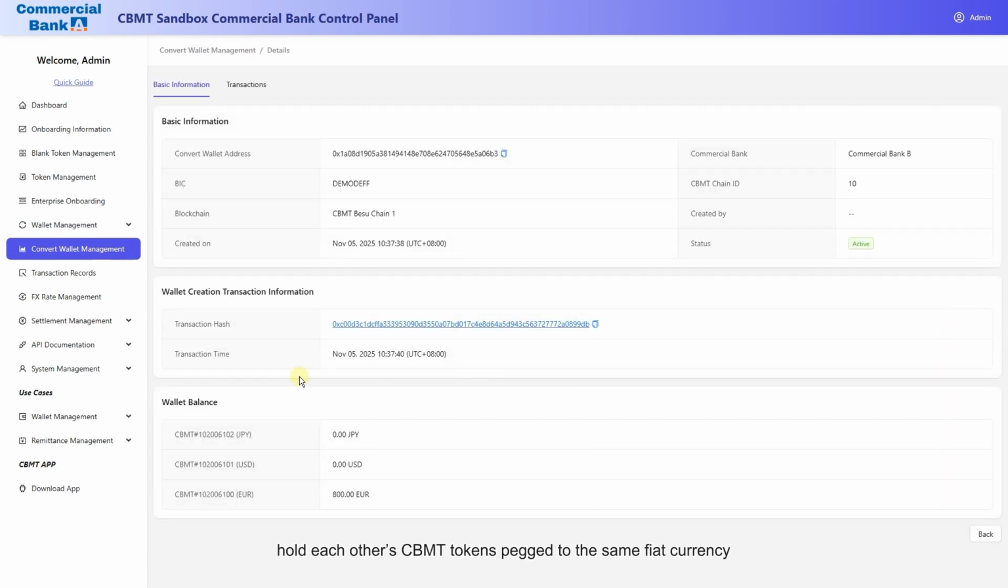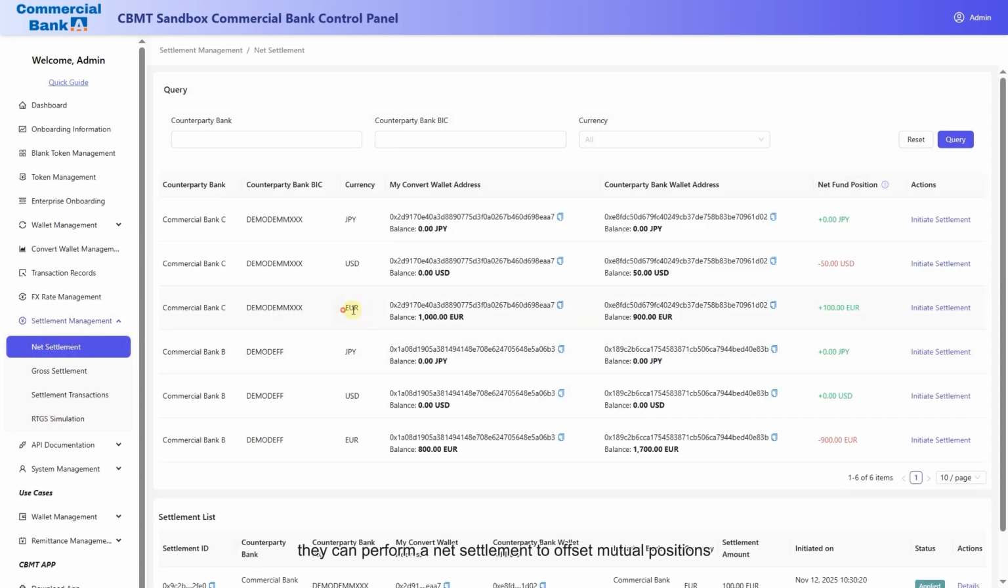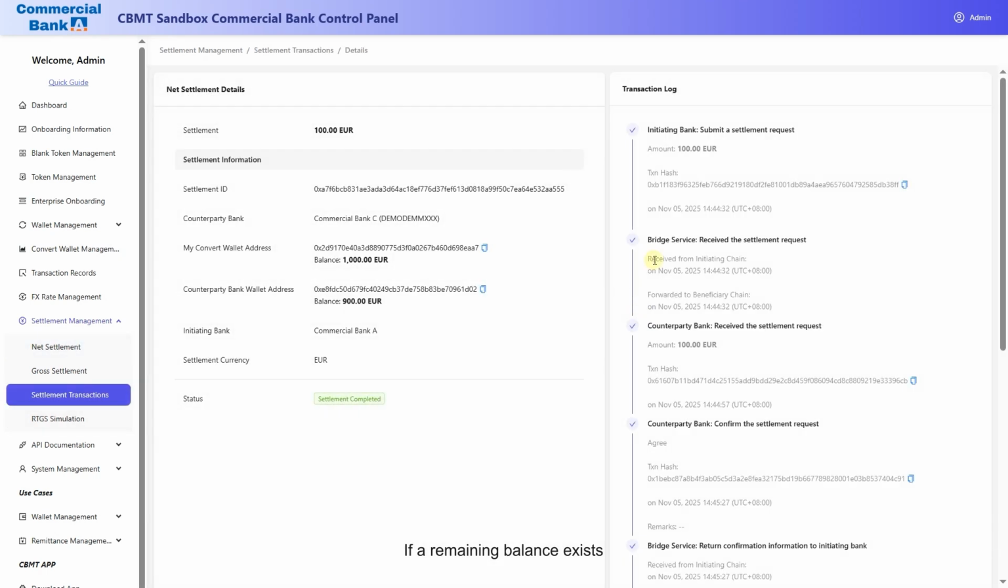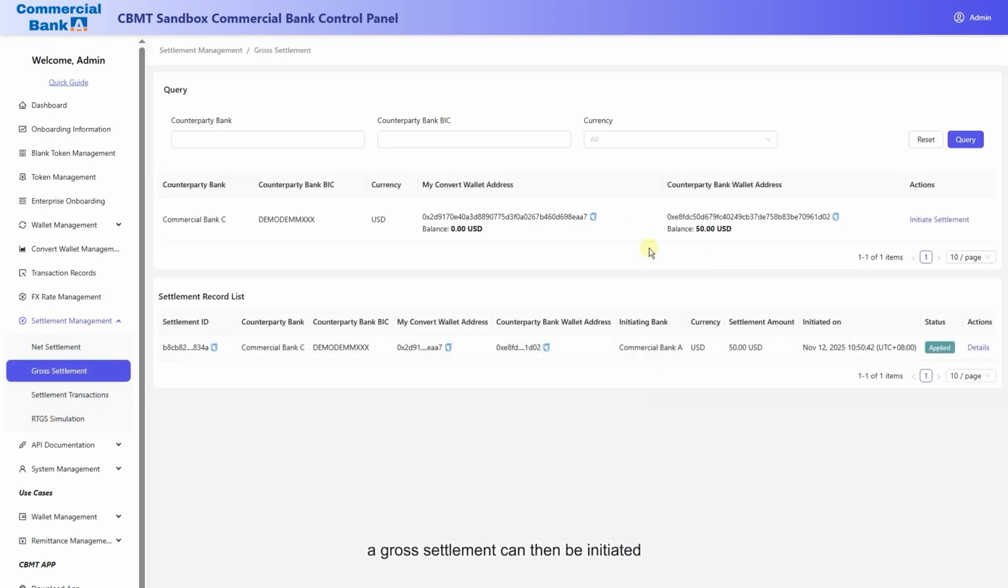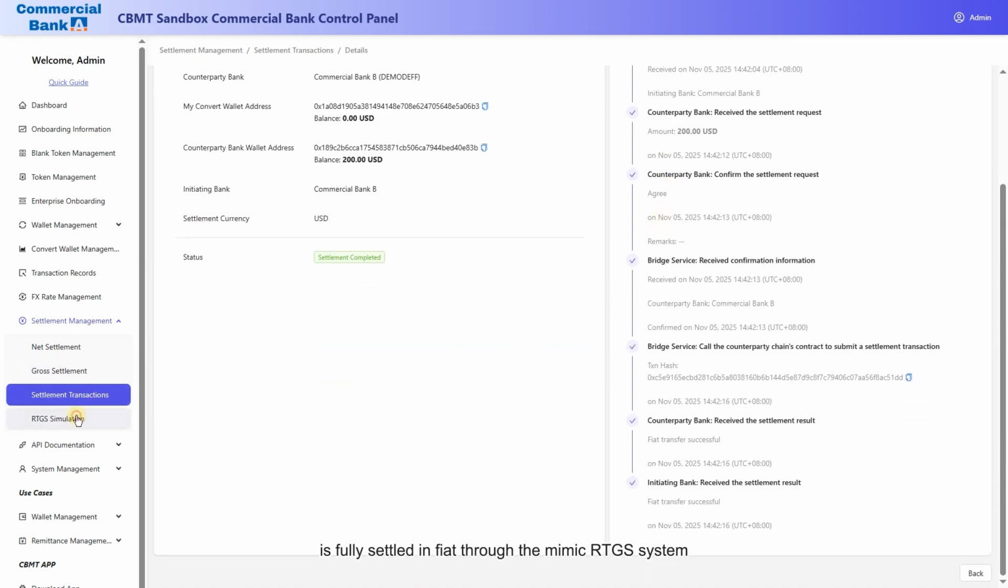When two banks hold each other's CBMT tokens pegged to the same fiat currency, they can perform a net settlement to offset mutual positions, leaving only the net balance between them. If a remaining balance exists, a gross settlement can then be initiated, in which the outstanding token balance is fully settled in fiat through the Mimic RTGS system.